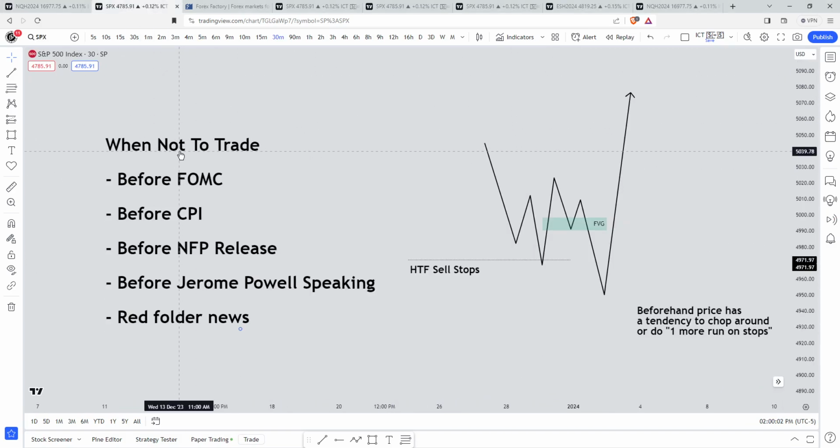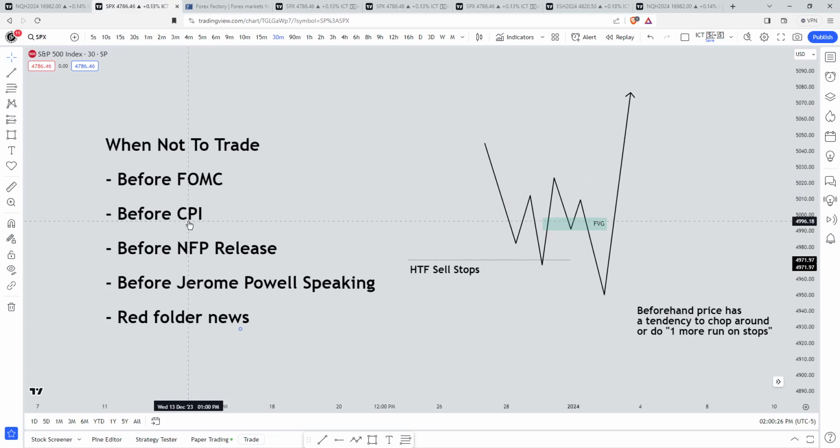So before high impact news, I typically do avoid price action, things like FOMC, CPI, NFP release, before Jerome Powell speaking if he is. In FOMC, if it's just the statement, typically I'll wait like 30-ish minutes. If Powell is speaking around 2:30, typically I'll wait towards around like 2:50-ish. I just like to wait for the volatility to settle.